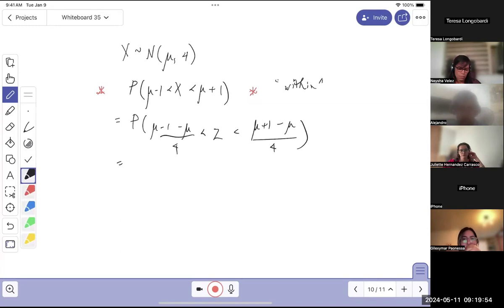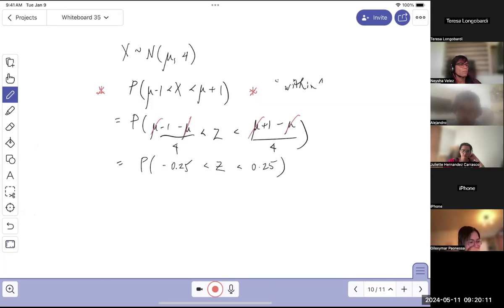So when I do this, I end up with mu minus mu. Doesn't matter what they are, they cancel. And I'm actually calculating the proportion that Z is between plus and minus 1/4. So it's standardizing it. Now we're on the standard normal, and we're within 1/4 of it. 0.25. And then we go to the table.